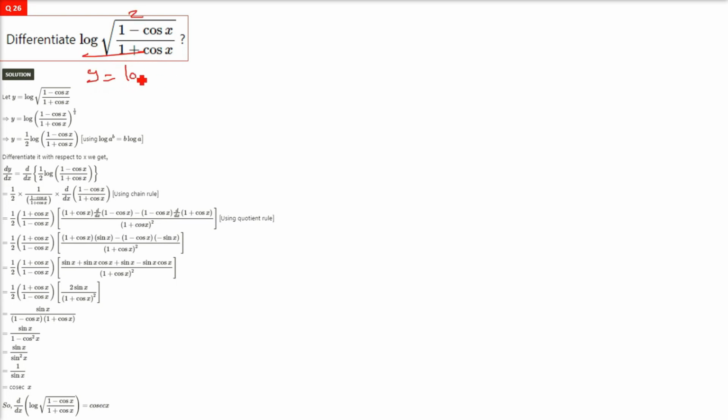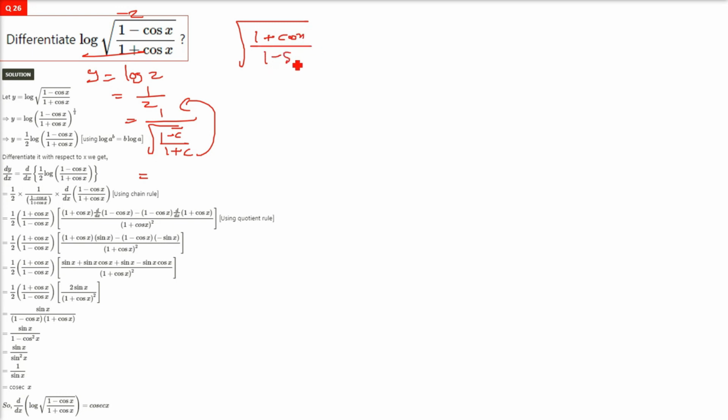Those who want to learn or understand, let us see. y equals log z, where z is this whole root. So it will be 1 by under root of 1 minus cos theta by 1 plus cos theta. So under root of 1 plus cos theta will go up, and under root of 1 minus cos theta will be in the denominator. So 1 plus cos theta in the numerator, 1 minus cos theta in the denominator. Alright? This is the first step.